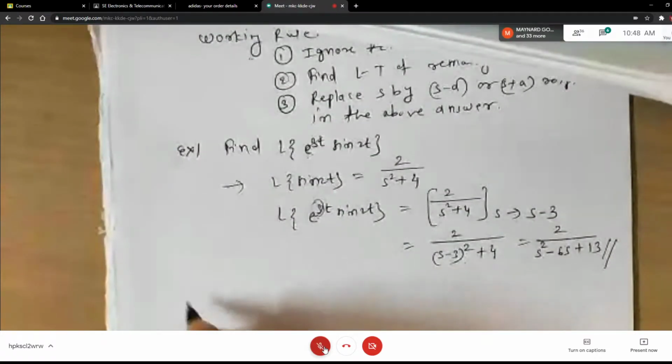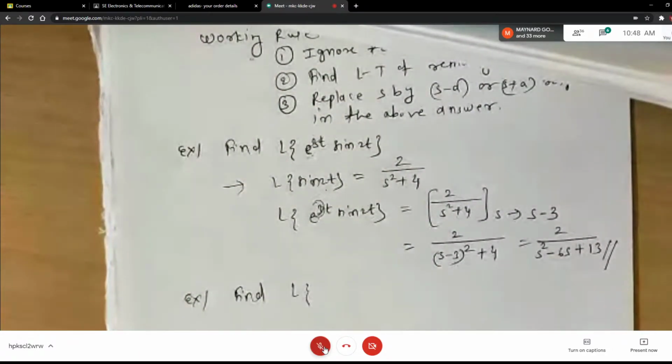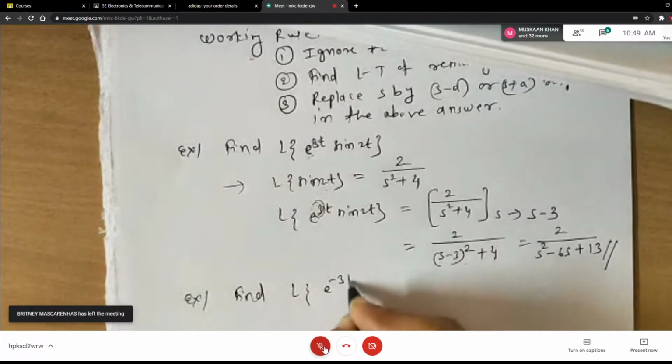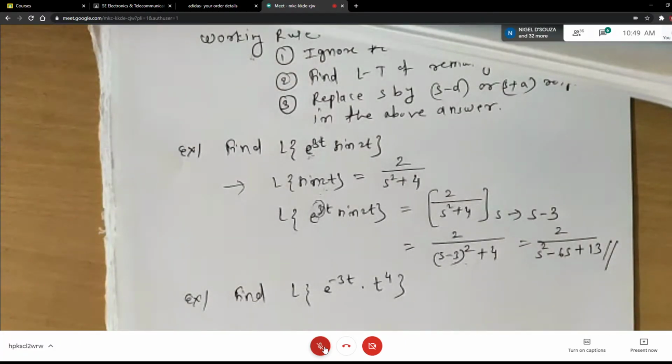Okay. Now let us do one more example. Find Laplace transform of e raised to minus 3t into t raised to 4. See if you can do this.